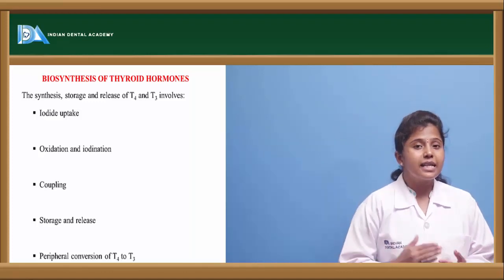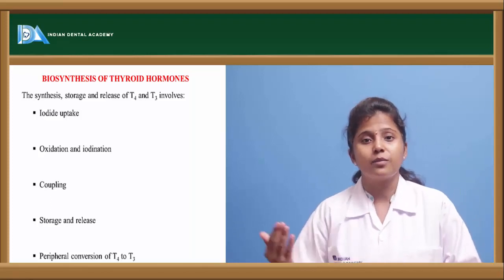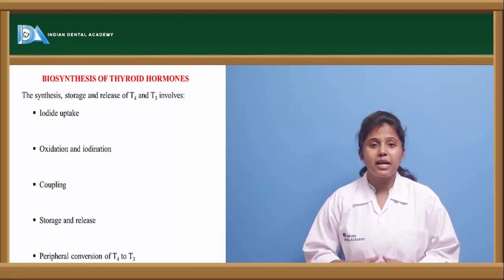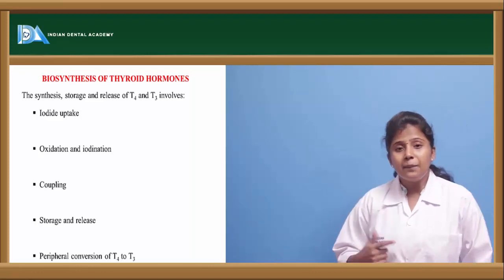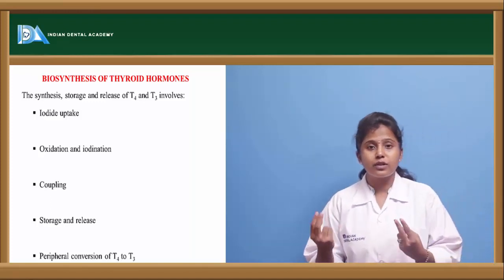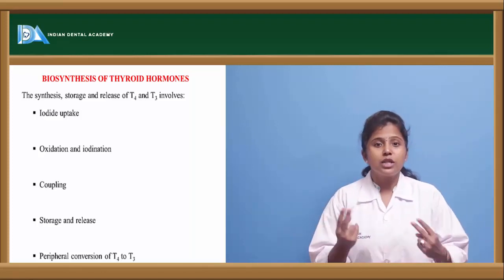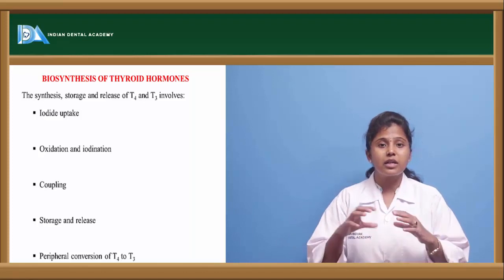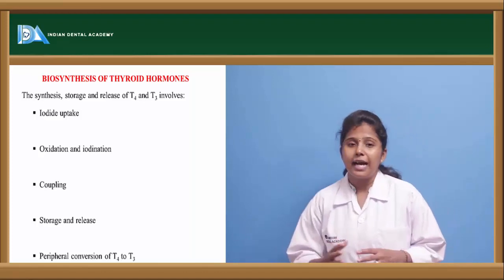So once it is getting converted to I plus, it undergoes iodination because extra iodines are added to the thyroxine, and thereby it is oxidized and iodinated, and then coupling takes place. Here the two different thyronine groups, from which these hormones are formed, are coupled together in order to form the complete structure of the thyroid hormone.